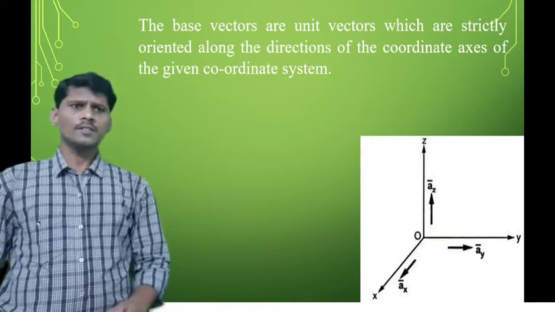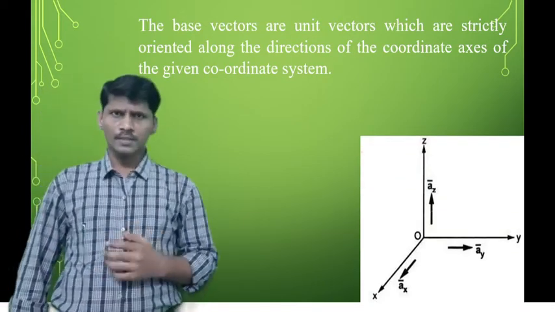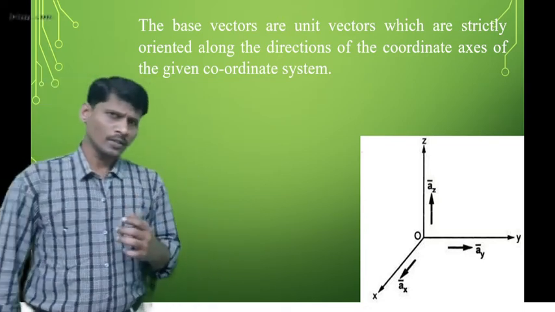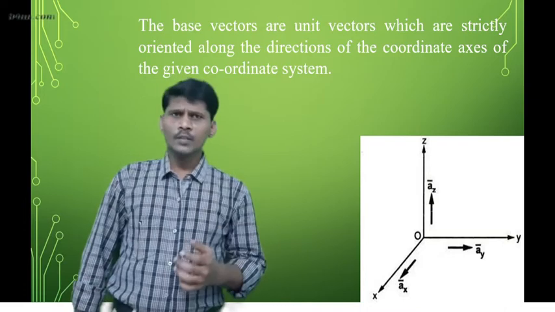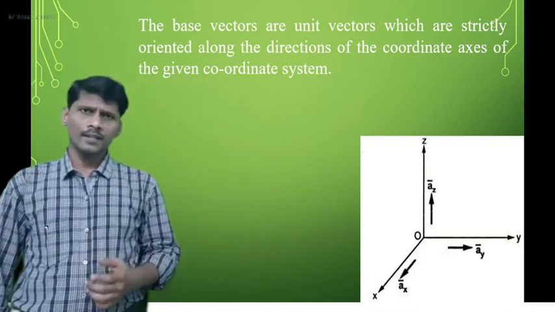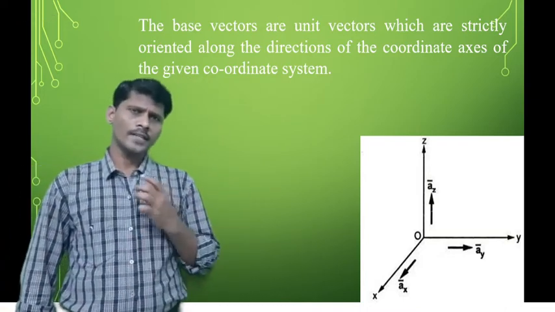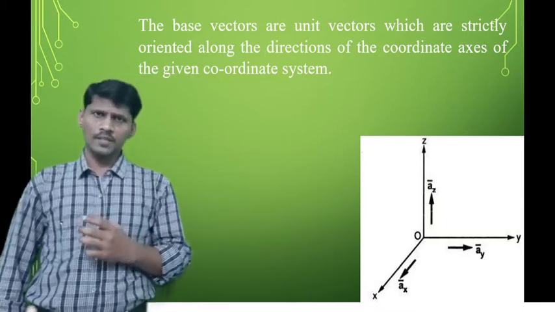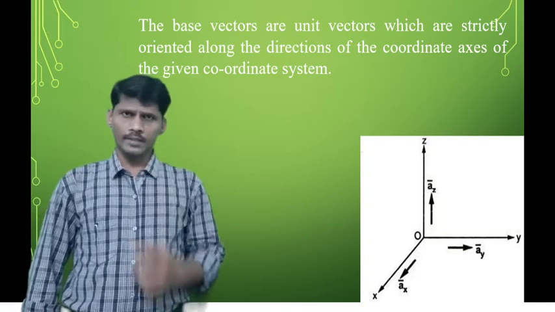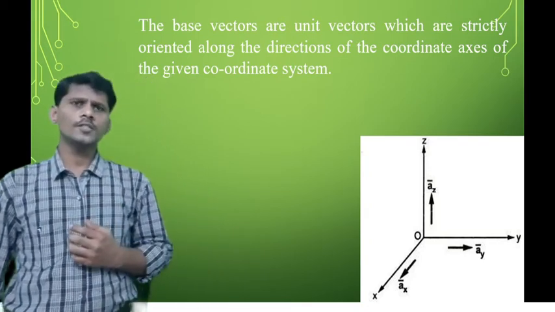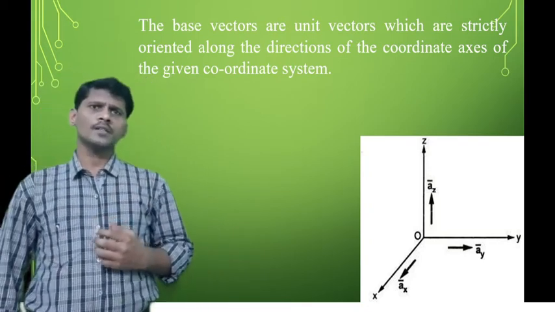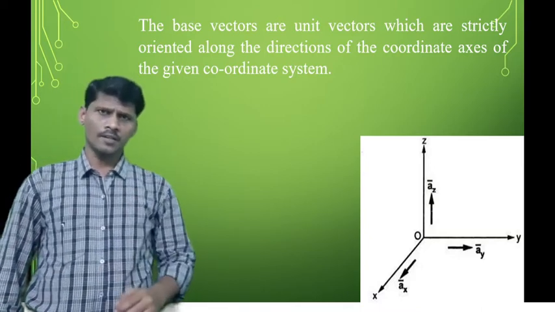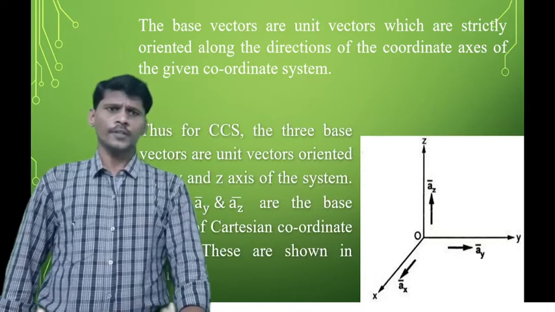The base vectors are the unit vectors, which are directly oriented, strictly oriented along the direction of the coordinate axis of the given coordinate system. The base vectors are also called unit vectors. In Cartesian coordinate system, what are the base vectors or the unit vectors? ax bar, ay bar and az bar are the base vectors or unit vectors.